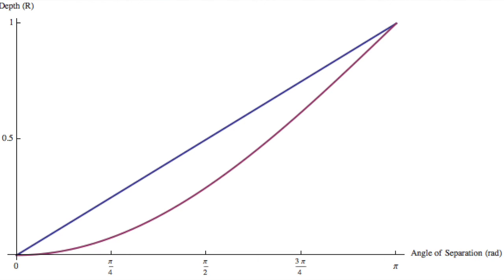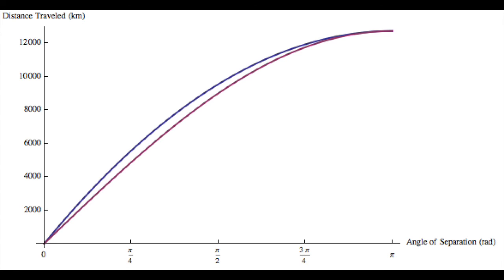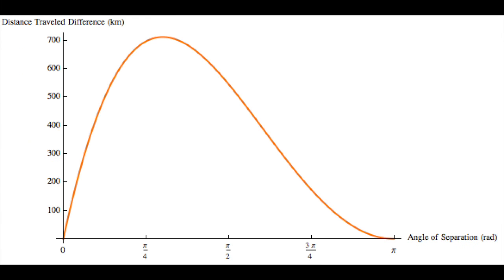This next graph shows the maximum depths of the two paths. We are able to see that the depth of the hypocycloid path changes linearly with the angle of separation. If we look at the difference of the two depths, we can see that the maximum occurs at an angle slightly less than pi over 2. Here is a graph showing the distance traveled by a train along these two paths. It's fairly obvious that the hypocycloid path, the blue line, is the longer path. Although, we find something interesting when we take a look at the difference between the two paths. We can see that, unlike the difference in depth, a maximum occurs closer to pi over 4.